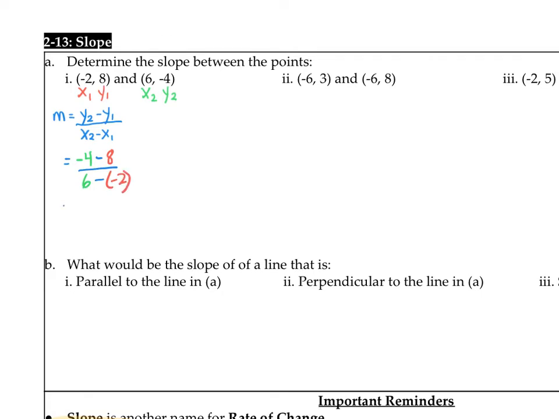Now you evaluate the numerator and the denominator. So in the top, negative 4 minus 8 is negative 12. And in the bottom, please remember and be careful of your negatives. When you're subtracting a negative, that makes a positive. So 6 subtract negative 2 is actually 6 plus 2, which makes 8. And then as always, you're going to put your fraction into lowest terms and leave it as an improper fraction.